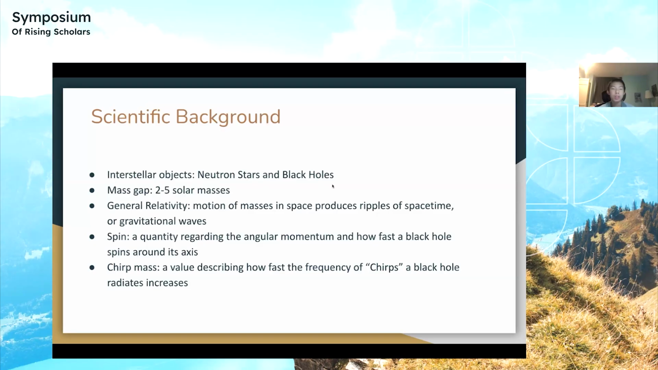General relativity is a theory by Einstein who said that the motion of masses in space produces ripples of spacetime, or gravitational waves, which is how I'm going to be analyzing these mass gap black holes. Spin and chirp mass are the two parameters I'm going to be analyzing, where spin tells us about the angular momentum and how fast a black hole spins, and chirp mass describes how fast the frequency of chirps a black hole radiates increases.